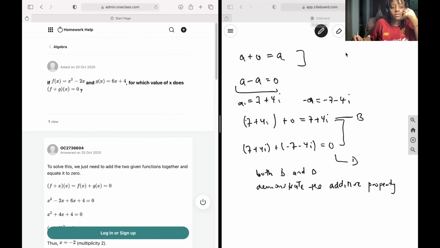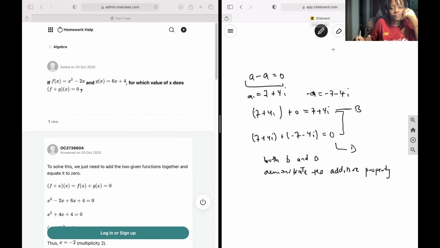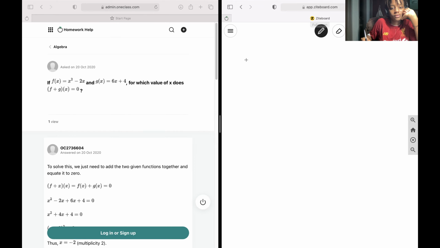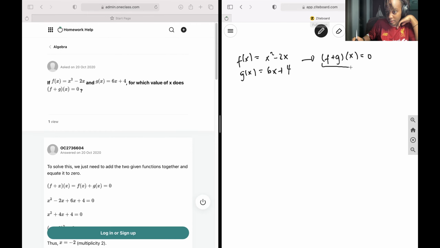Okay, let's move on to our next question. If f of x is equal to x squared minus 2x and g of x is equal to 6x plus 4, find the x that would evaluate as such.